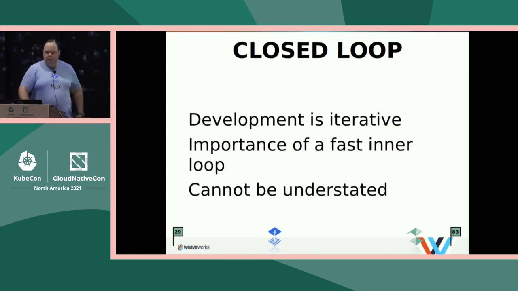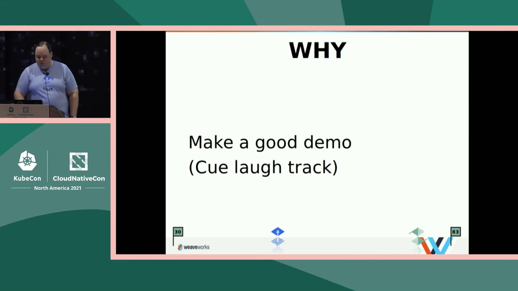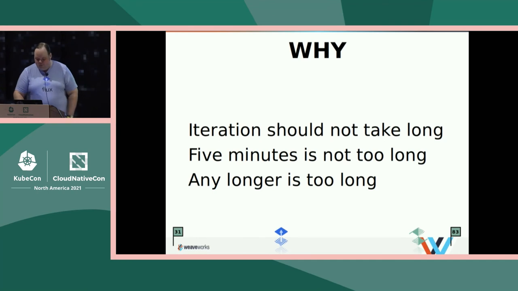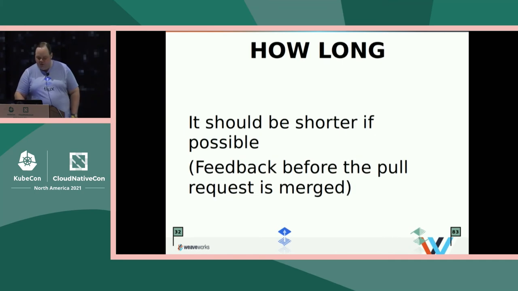And this is to shorten the loop. So development is an iterative process, and the fast inner loop is super important, and this cannot be understated, and I'm sure you've heard that a million times before, but this is one of the important principles of DevOps. And also, it makes a better demo. 5 minutes is, I think, the guideline in the DevOps guide. 5 minutes is not too long, but any longer is probably too long. And it should be shorter if possible. The shortest possible is the best.